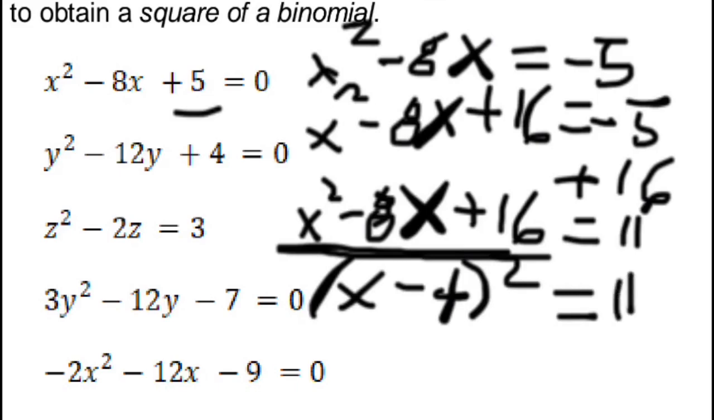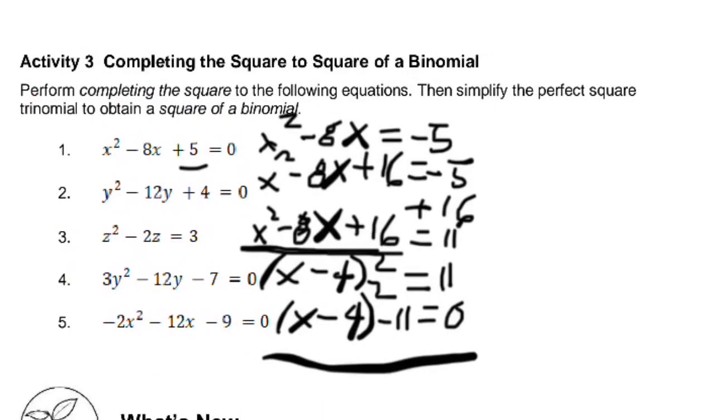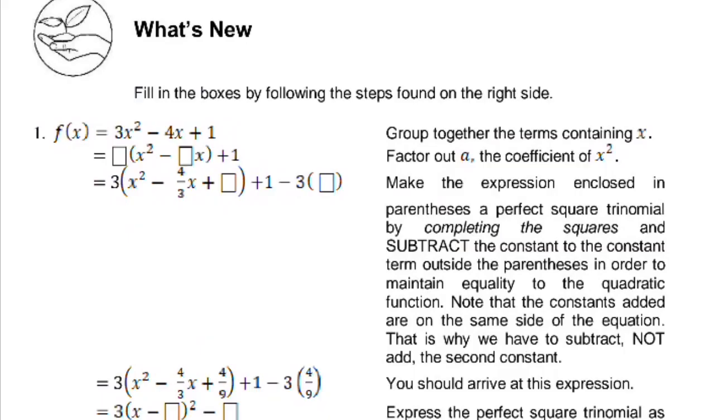Then if we transpose 11 back to the left side, you're going to have x minus 4 squared minus 11 equals 0. So this is now the answer. So just do numbers 2 to 5, using the same process.